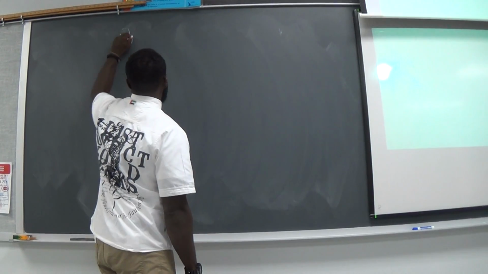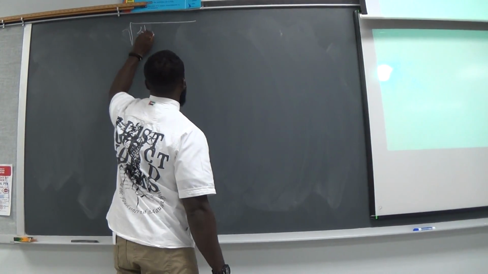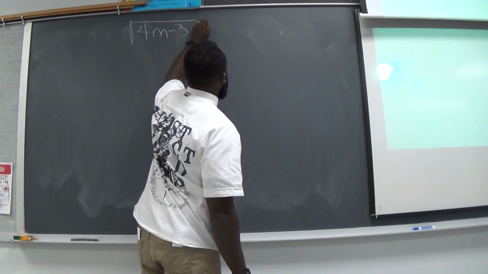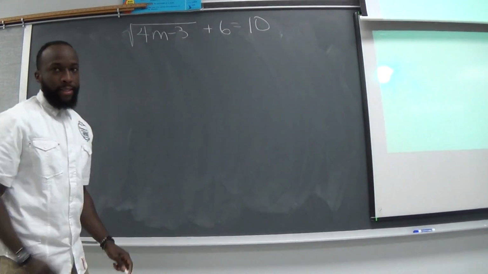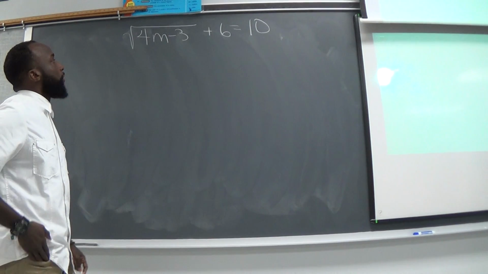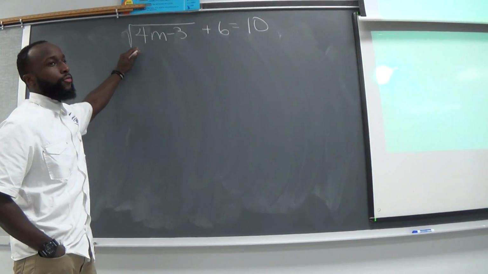Alright, and so today what we're doing is we're solving radical equations. So this is the problem that we're dealing with. It's the square root of 4m minus 3, plus 6 equals 10. Okay? See this good? Alright, so the first thing you want to do is you want to isolate the radical.